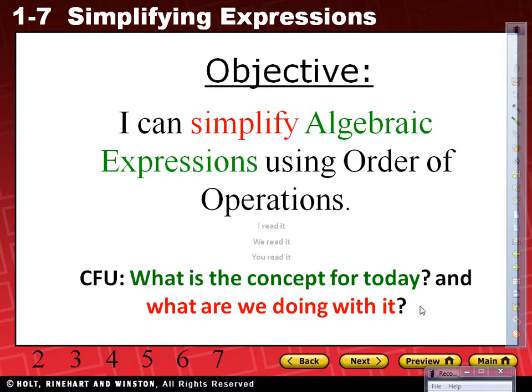Algebraic expressions, right? Okay. So at the bottom where your objective is written, circle or underline with red "simplify," and circle or underline with green where it says "algebraic expressions," please, in your Cornell notes at the bottom left.